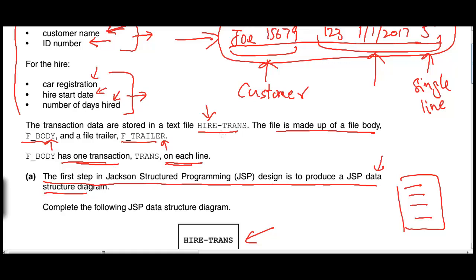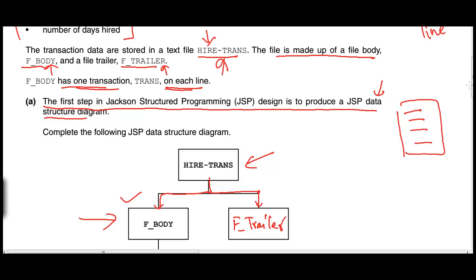The transaction data is stored in this hire trans file, right? So on a single line, a single transaction is stored. What is this piece of information telling us? That the file body has one transaction on each line. When he's saying it has one transaction on each line, this means that there are multiple lines, because he's emphasizing each line. He's trying to say there are more lines, and on each line there is one transaction.